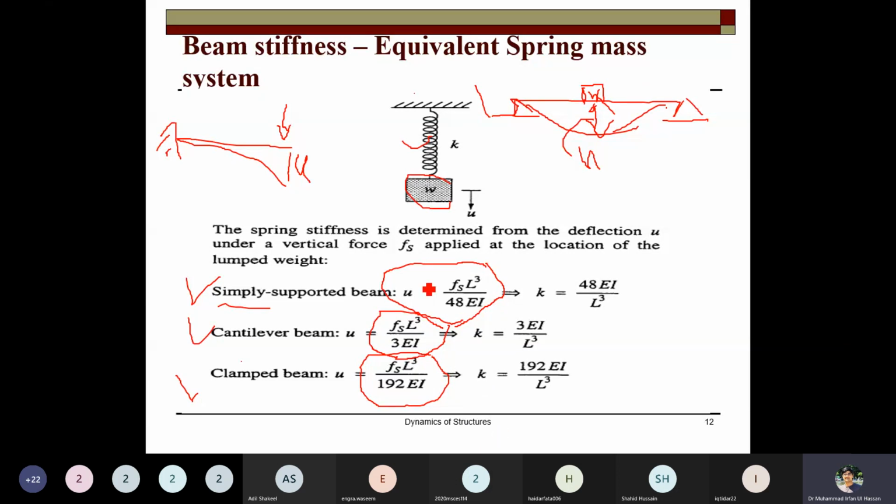So if you have all the U values, you know that stiffness is Fs over U. So you can simply put down the values and the stiffness can be computed. Stiffness for the simply supported beam is 48 EI over L cube. Stiffness for the cantilever beam is 3 EI over L cube. And stiffness for the clamped beam will be 192 EI over L cube.